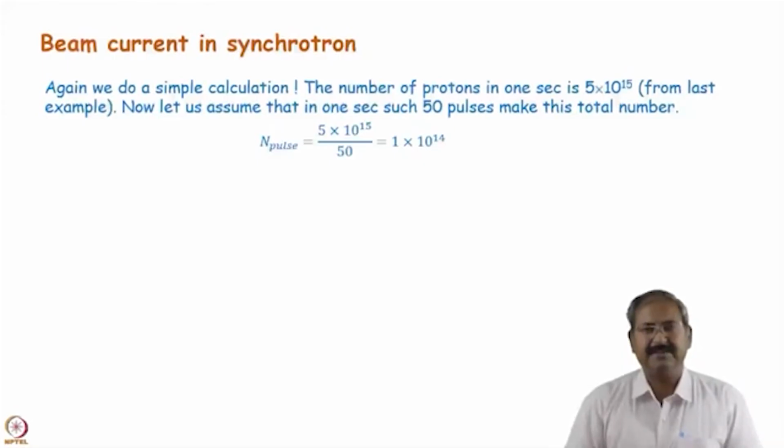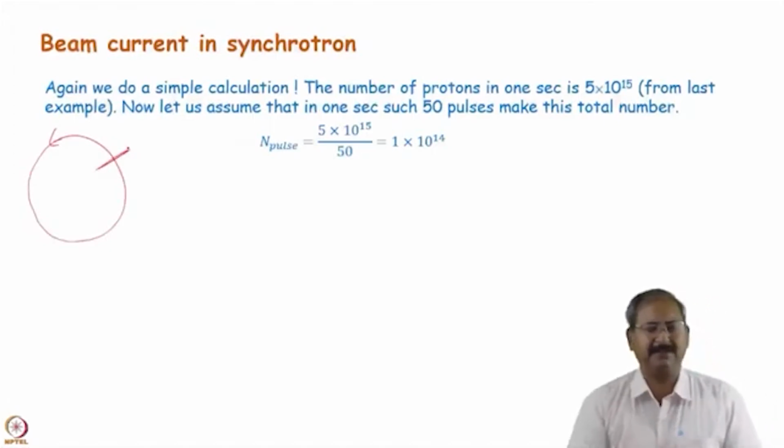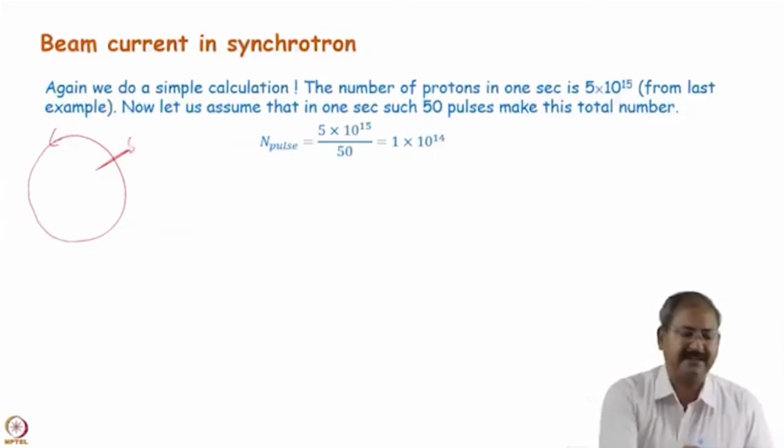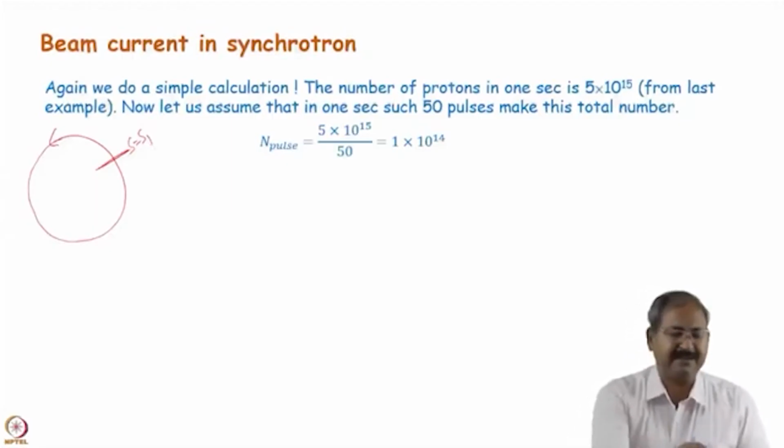because the revolution time may be much less than 1 second. It may be only in microseconds. So even if one proton is circulating, suppose this is the orbit of the synchrotron, and we put a detector at a location which counts the number of protons passing through this point, S equal to S1. A single proton can pass multiple times through this detector in 1 second.